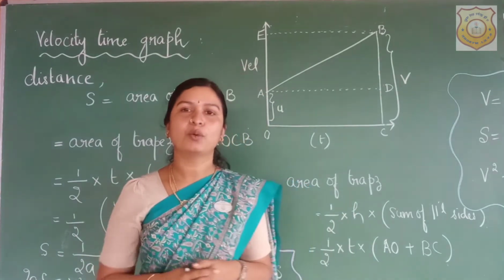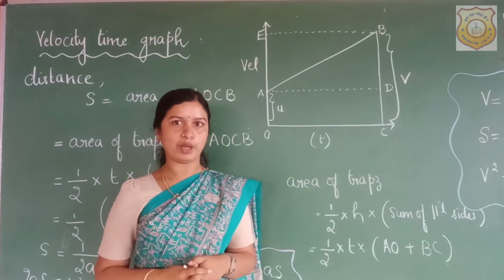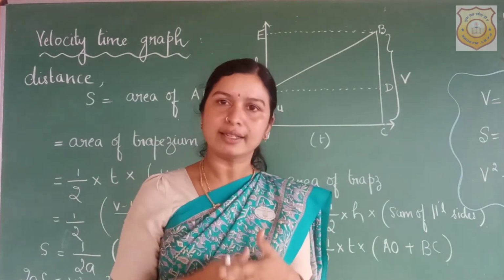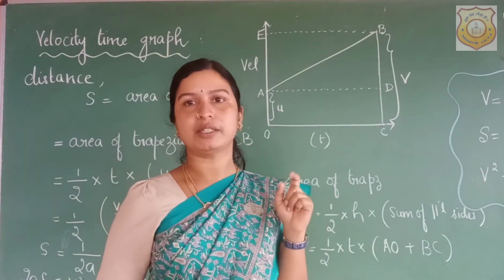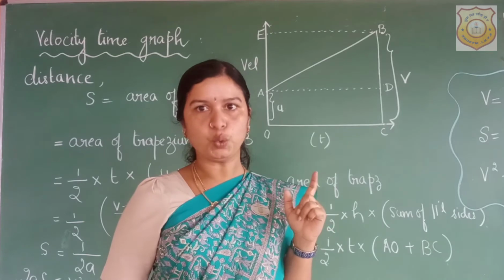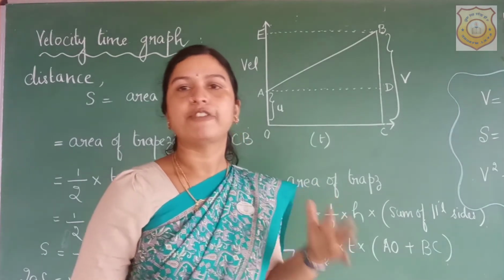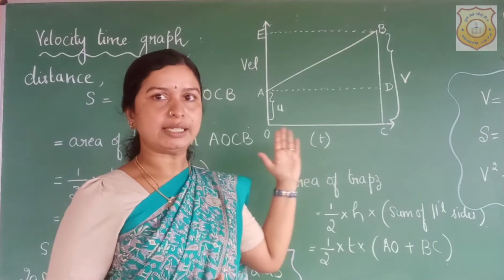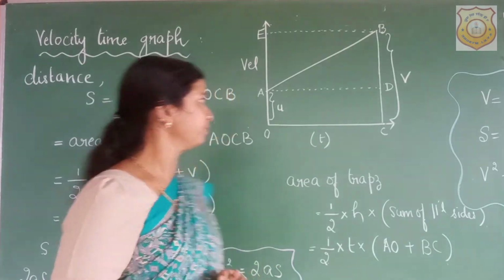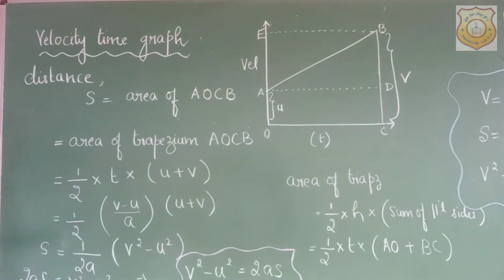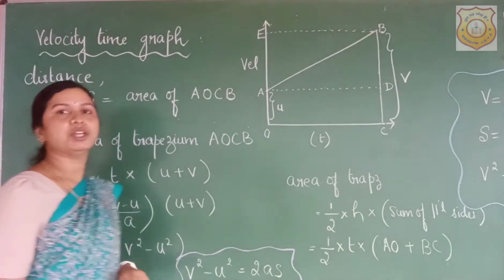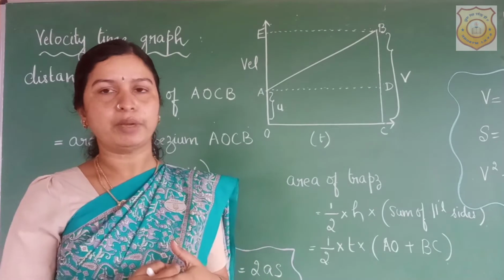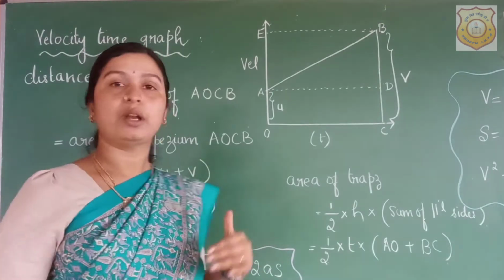Yes, we are going to derive the third equation of motion. And the third equation of motion is v square minus u square equal to 2as. So this is the final derivation which we are going to do today using the same velocity time graph. In this particular equation we are seeing the relationship between position and velocity.